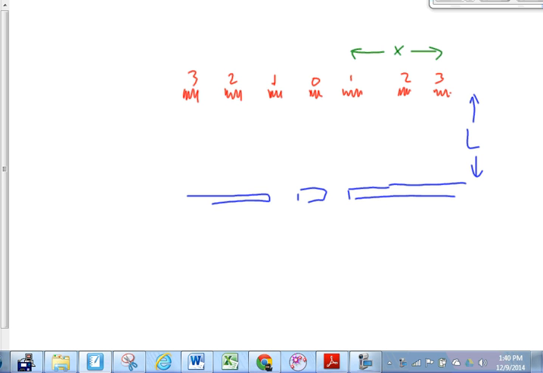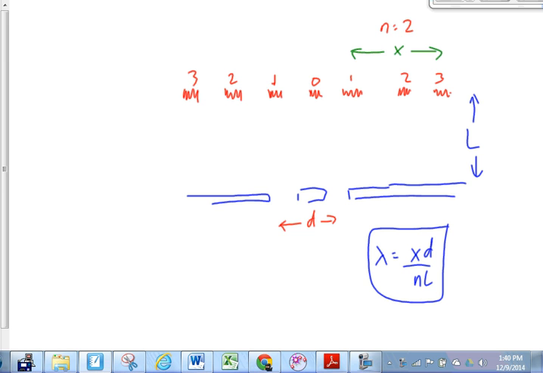Let's say you've got a value of X. Let's say you've got a value of D. Let's say you've got a value of N, which would be, in this case, 2. And let's say you've got a value of L. The equation that seems to fit that is that second equation, lambda is equal to xd over n times L. But I've told you that it's not always valid. This is an approximation. It's not a perfect equation. It never is, no matter what.